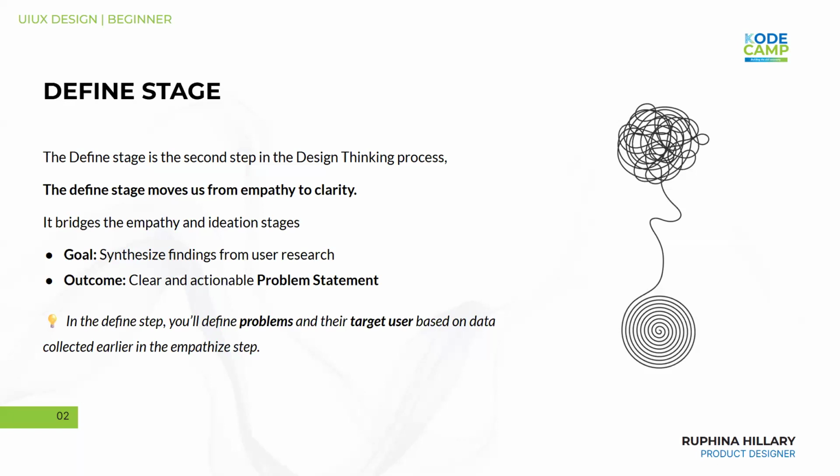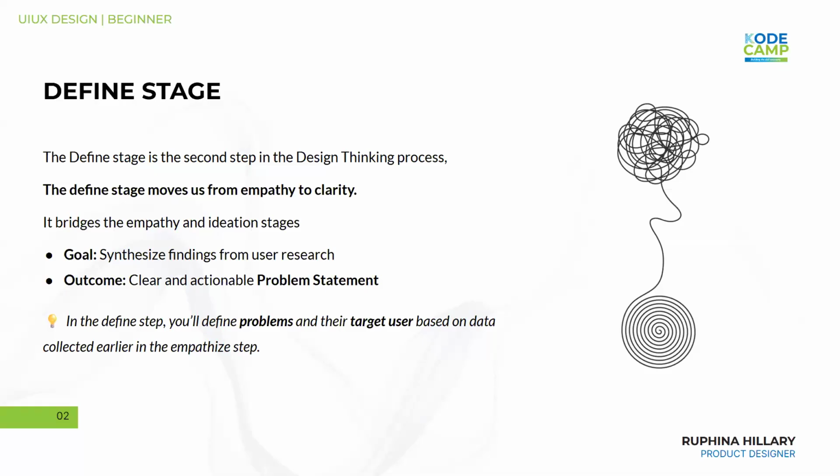So the goal here is to synthesize findings from user research. And what is the outcome? The outcome is a clear and actionable problem statement. From the whole process, the whole steps or the methodology you're going to use in the define stage, what we need at the end of every define stage is your problem statement, a clear and actionable problem statement. This problem statement lets you take that forward to start ideating solutions to the problem you're trying to solve.